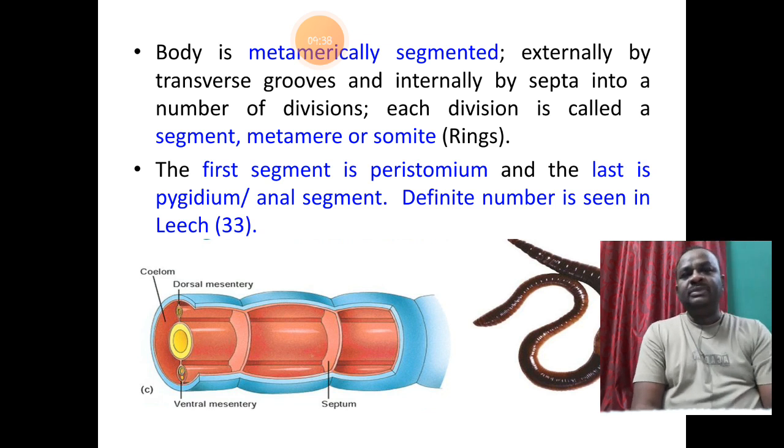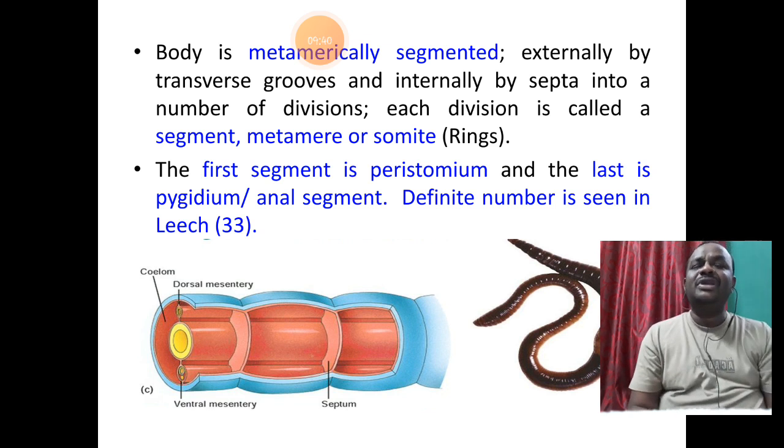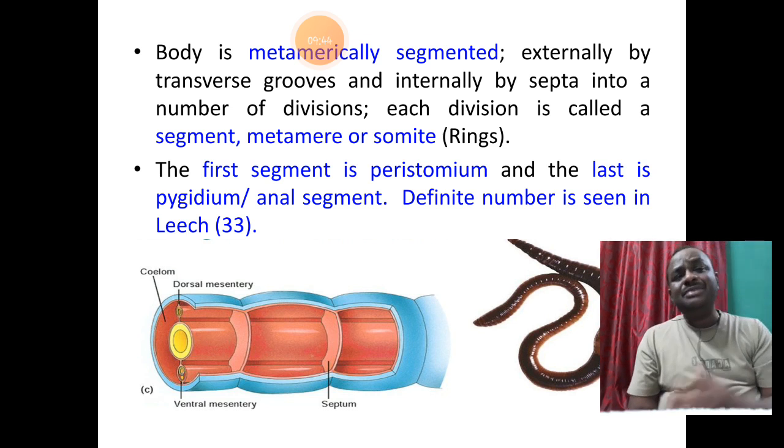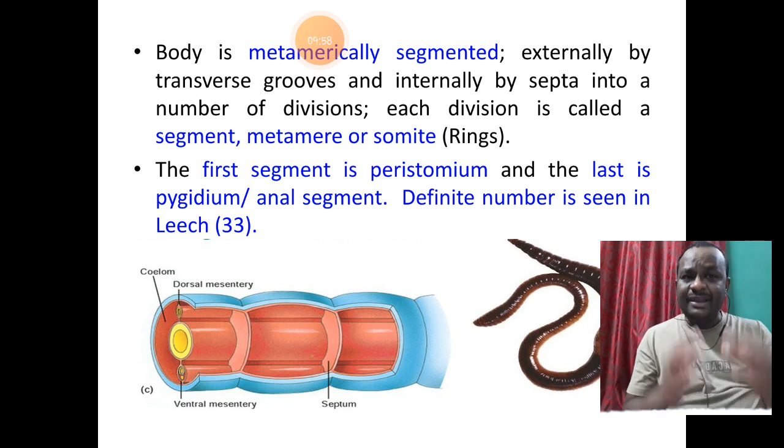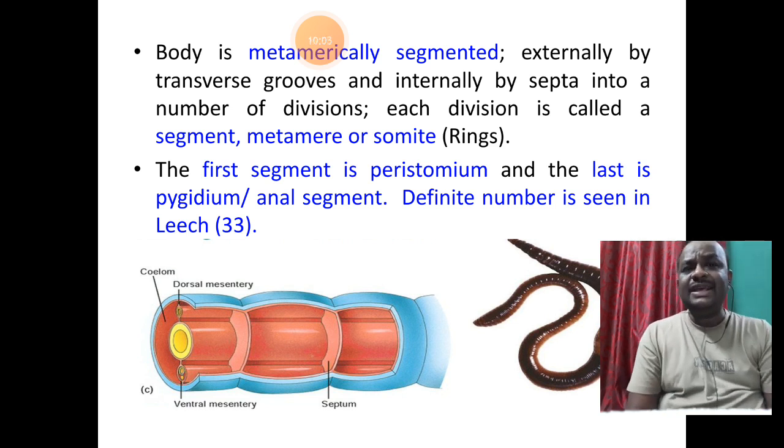Then, the very important feature related to the body of annelids is that they are metamerically segmented. This particular term, metamerism, is confined to the phylum Annelida. The organisms of annelids exhibit this metamerism. What exactly is this term metamerism referring to?